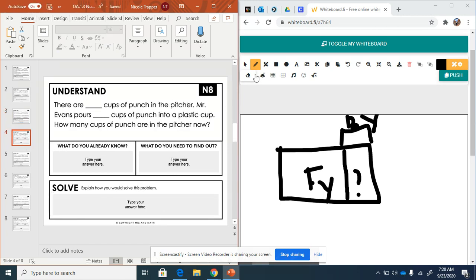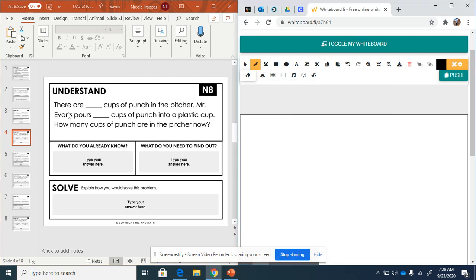All right, last one. There are blank cups of punch in the pitcher. Mr. Evan pours blank cups of punch into a plastic cup. How many cups of punch are in the pitcher now? All right, so what do I already know? Let me reread the problem one more time.